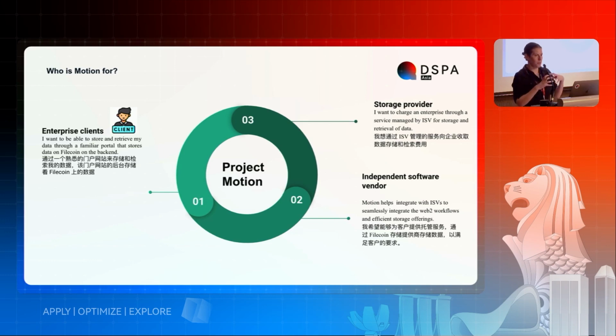So it's this middleman between the enterprise client and the storage provider that's helping them integrate, so that you can say to the enterprise client, you can expose this easy interface to store data, and you can get the data over to the storage provider without the storage provider or the enterprise client having to negotiate and deal with the complexities themselves.